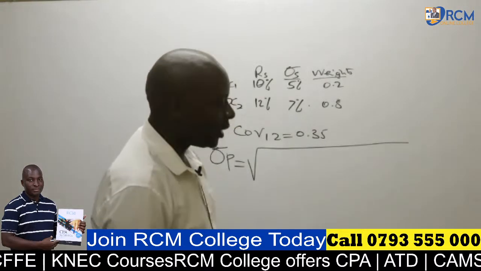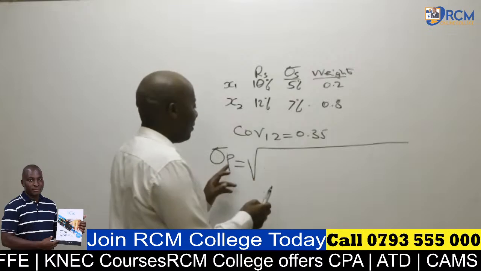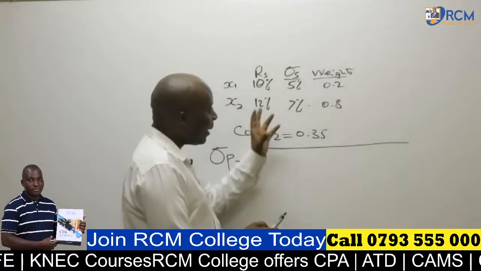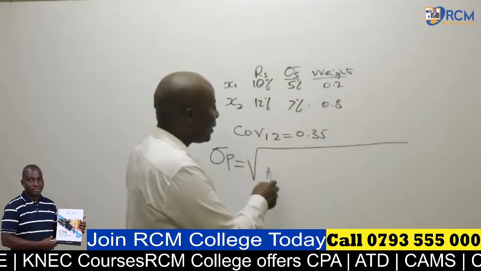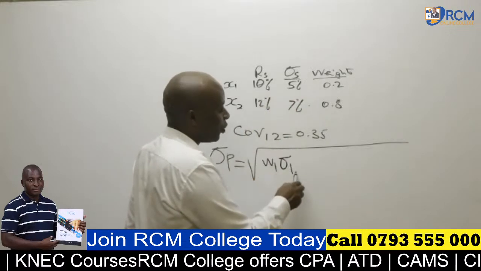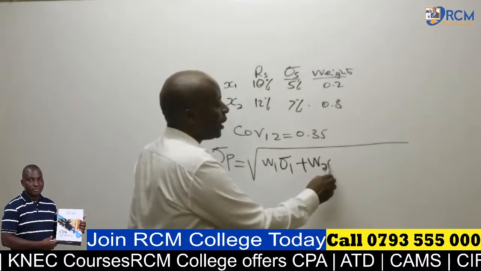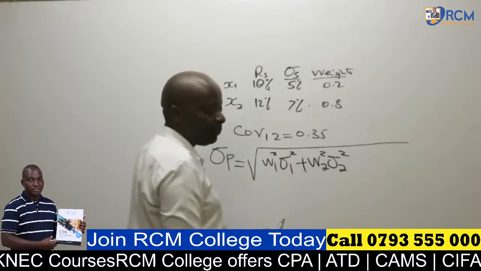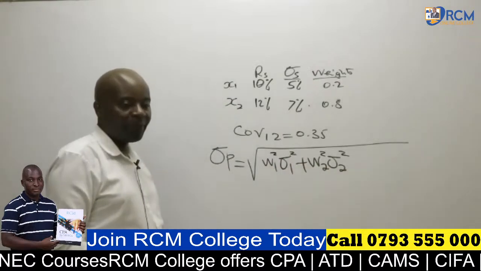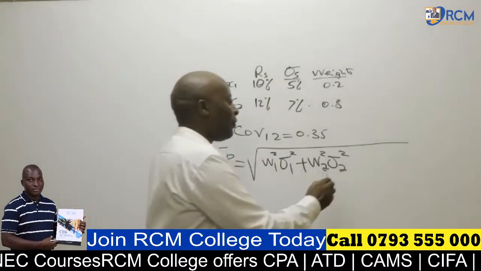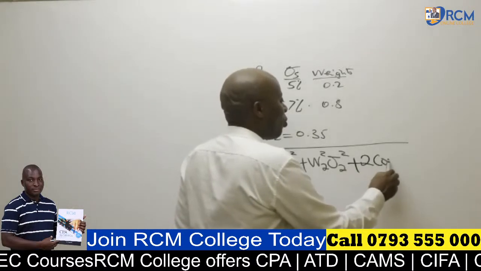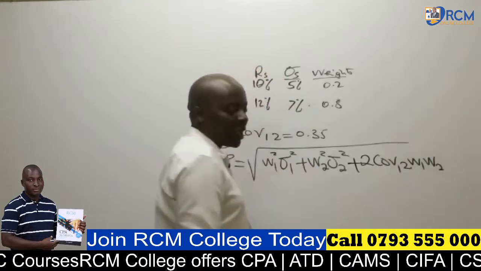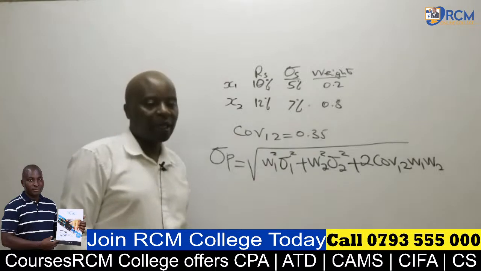So, ladies and gentlemen, the big formula here is, remember, the standard deviation of the portfolio. I'm combining the two standard deviations. How am I combining this? I'll take weight 1, standard deviation 1, plus weight 2, standard deviation 2, like that. But now remember that these must be squared, all of them. So from there, we have plus twice the covariance 1, 2, and then of course you attach the weights, like that.